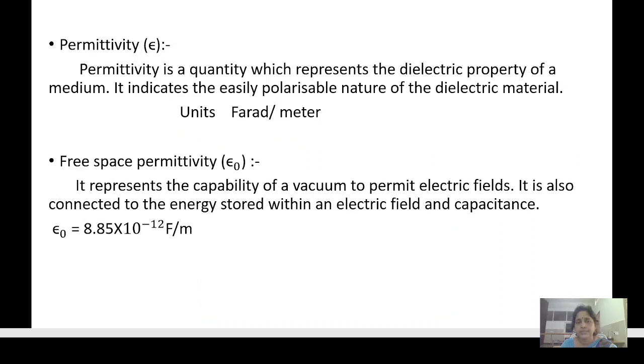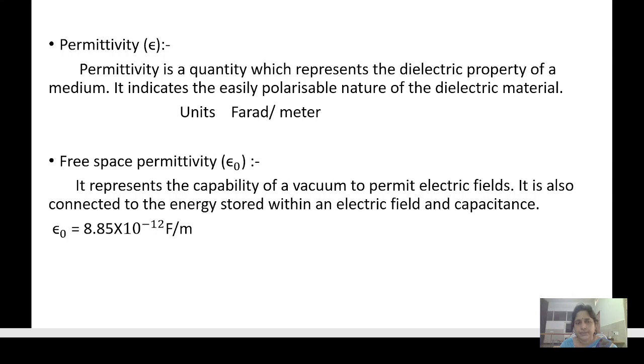Permittivity. Permittivity is a quantity which represents the dielectric property of a medium. It indicates the easily polarizable nature of the dielectric material. The unit for permittivity is farad per meter.